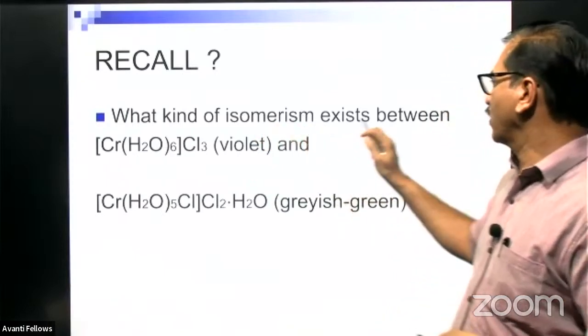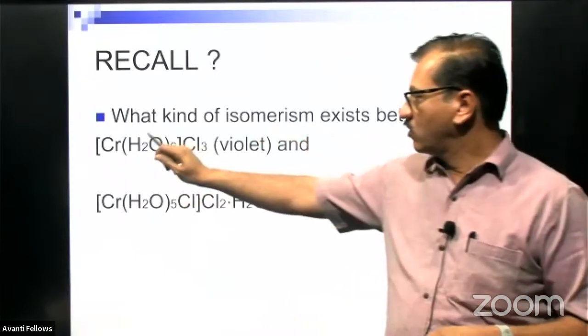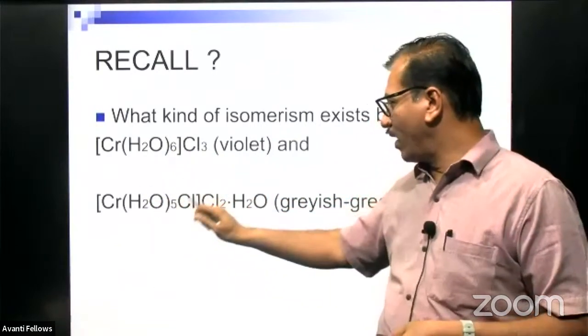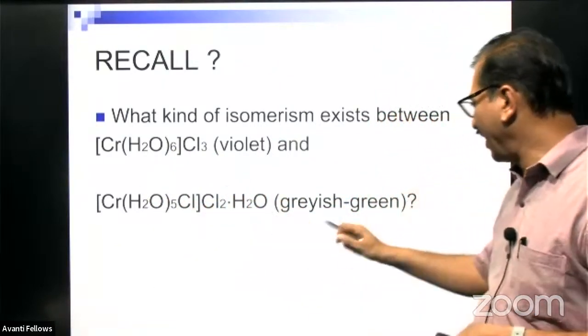What kind of isomerism exists between [Cr(H2O)6]Cl3, violet color, and [Cr(H2O)5Cl]Cl2·H2O, grayish green?